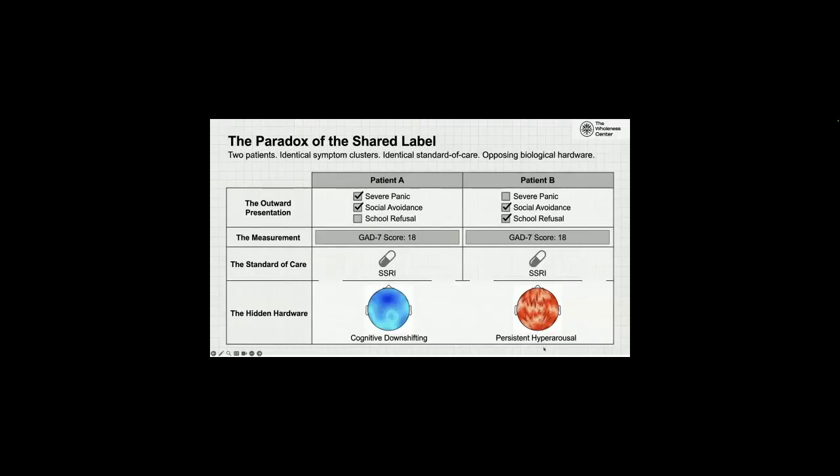Okay, so here's another one, okay? This is this paradox of a shared label. I like this slide because it really sort of spells it out well in how we see it in real life, okay? So we have two patients, identical symptom clusters, okay? Panic, social avoidance, school refusal, okay?